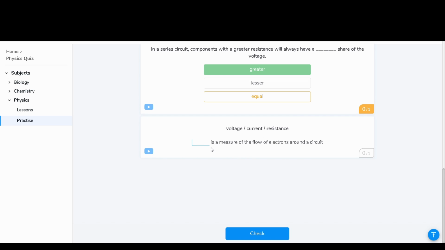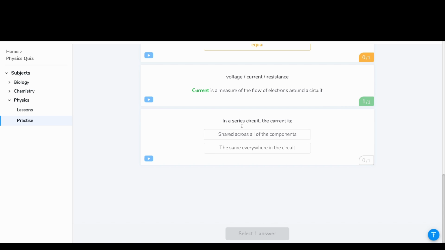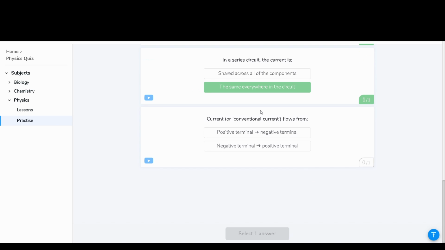Okay, dash is a measure of the flow of electrons around a circuit. Voltage, current, or resistance? Answer current. Current is the correct answer. In a series circuit, the current is shared across all of the components, the same everywhere in the circuit. Same. Well, it's the same everywhere. Current, or conventional current, flows from positive terminal to negative terminal or negative terminal to positive. So first one, sure? Very good.